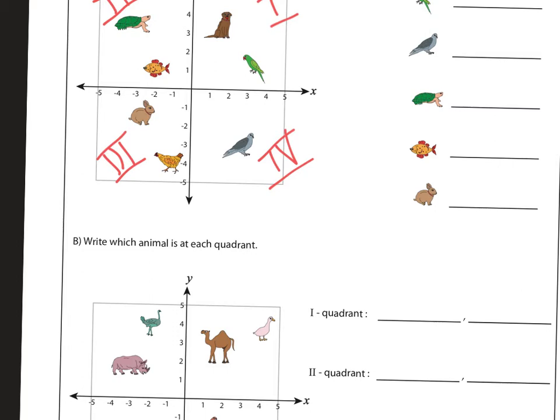So that would be how you would do this particular sheet. So for example, this little green parrot bird thing is in quadrant 1, so you're just going to write a 1 over there. The bunny rabbit is in quadrant 3, so you're just going to put a 3 there. And then for the bottom one, you're going to tell me what animals go in there. So what animals are in quadrant 1, what animals are in quadrant 2, etc. Alright.